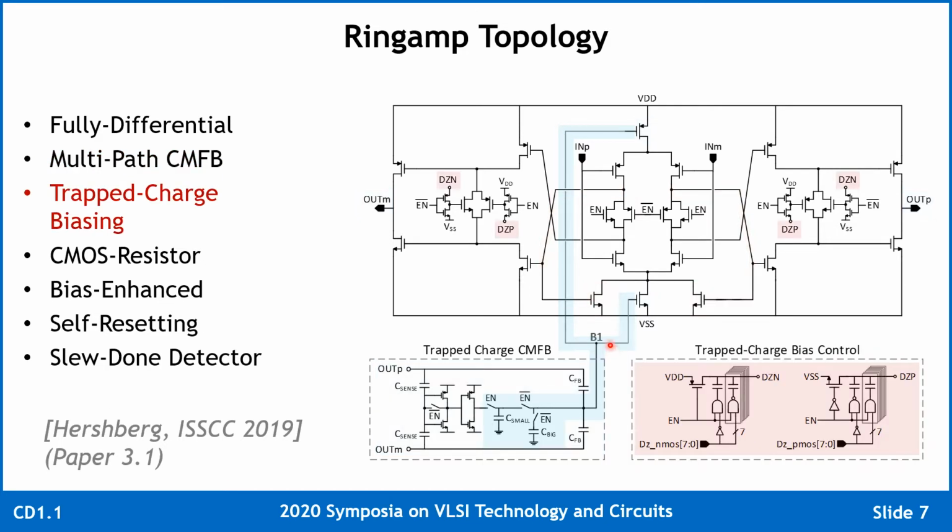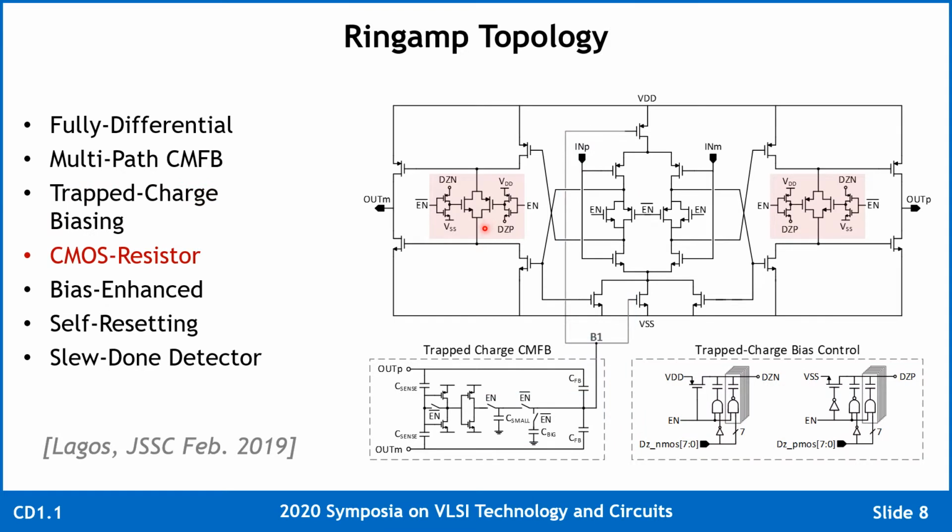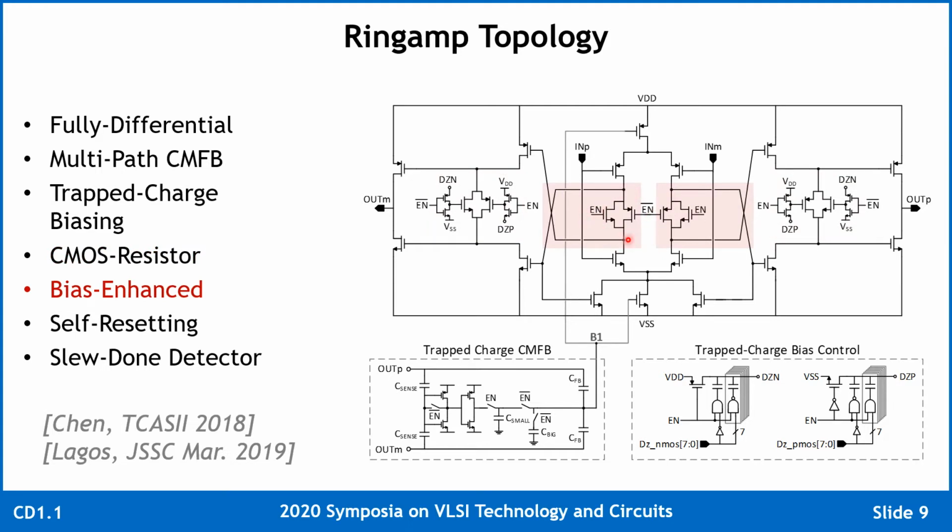In addition to using trapped charge to bias this node B1 that biases the tail transistors of the input stage, we also use trapped charge bias control in the dead zone tuning of the ring amp. The dead zone tuning itself is done with a CMOS resistor, which can be adjusted with these bias DACs in the on state and then switched off as if it was a digital switch in the off state. A switchable CMOS resistor is also used in the first stage of the ring amp. Its function is a little bit different. It's used to boost the overdrive voltage on the transistors of stage 2, which provides an overall speed and efficiency advantage in the ring amp.